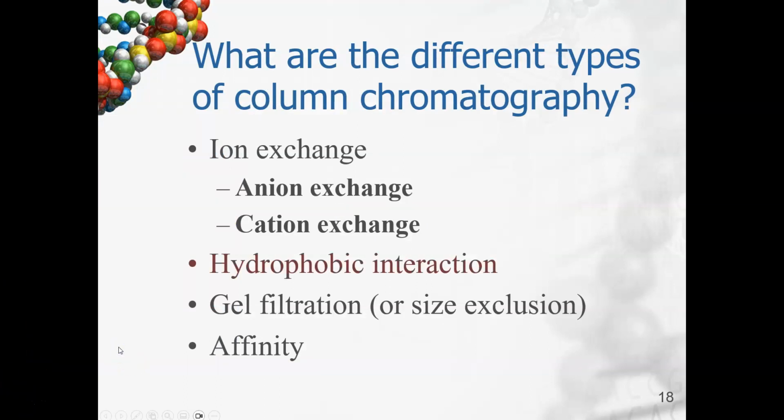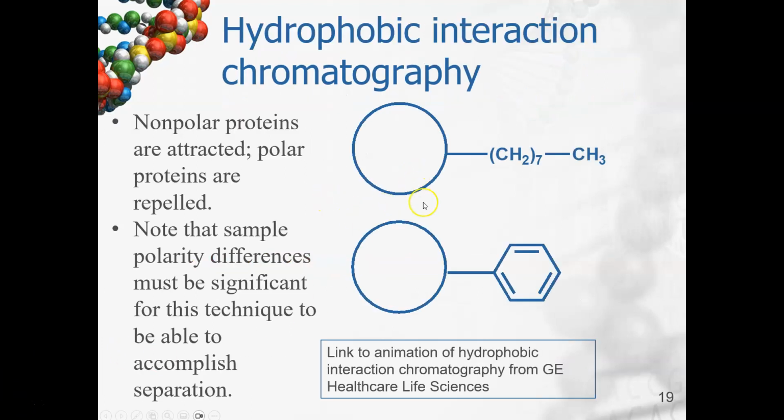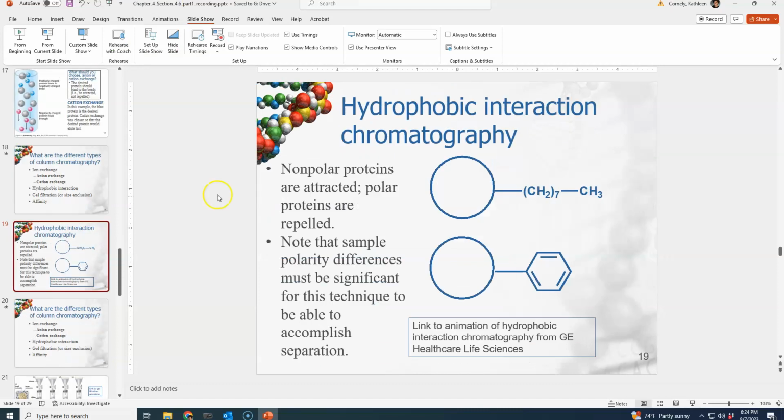Okay, back to my list. How about hydrophobic interaction? Well, in this kind of chromatography, we have beads that are designed a little differently. They have either aliphatic or aromatic groups associated with them, so they are nonpolar. So in this way, you can separate proteins based on polarity. So let me go back to my videos that I have queued up here.